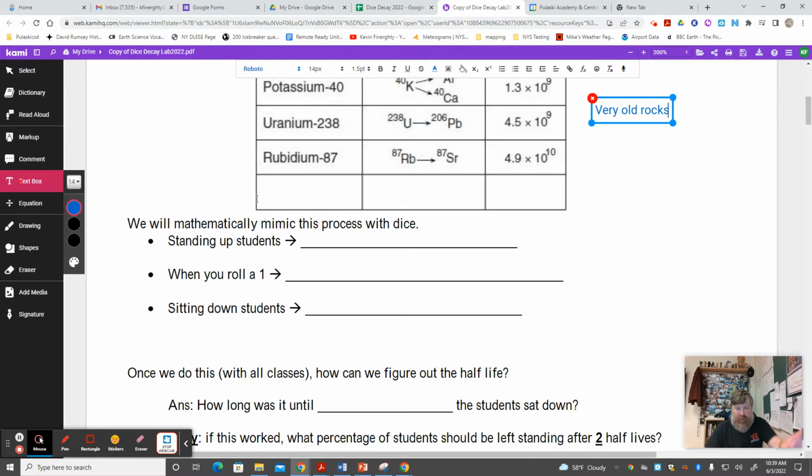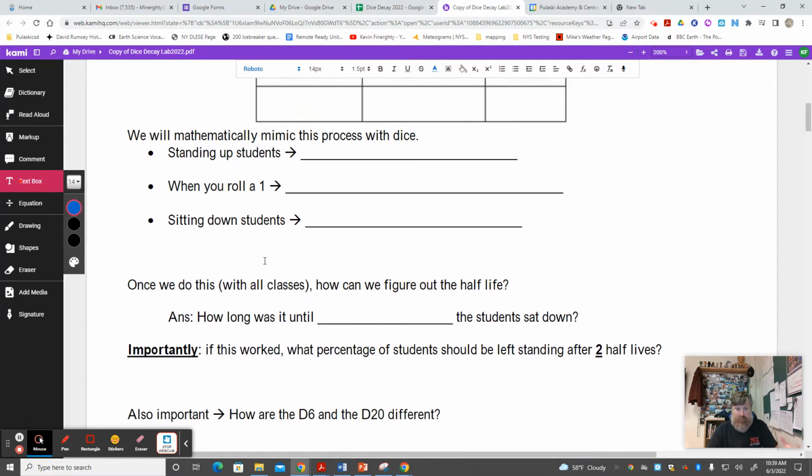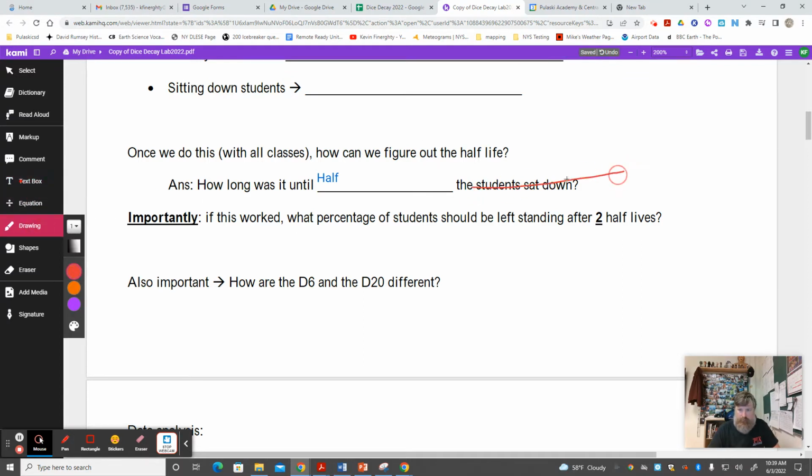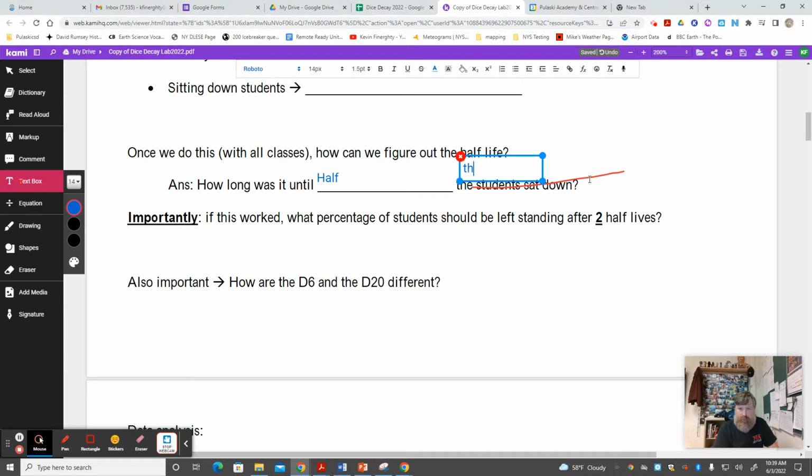So what we did, I'll start writing less so that we can get through this thing. We rolled dice. I used to do it with standing and sitting. This year was just ones go in the box, everybody else keeps rolling, right? We did that to mathematically calculate this. How long was it until basically half the dice went into the box.